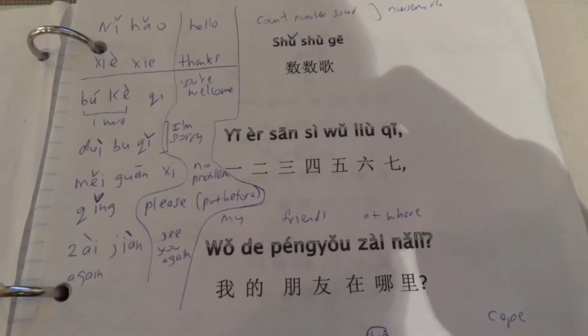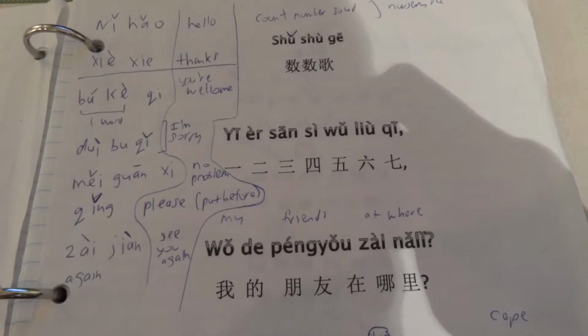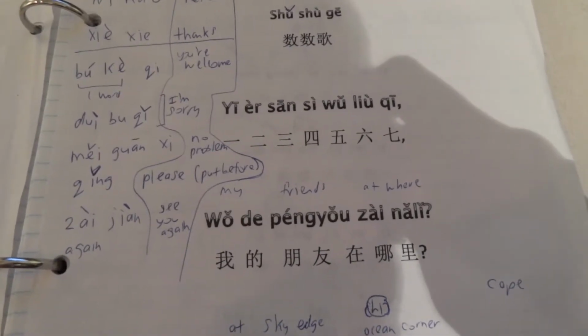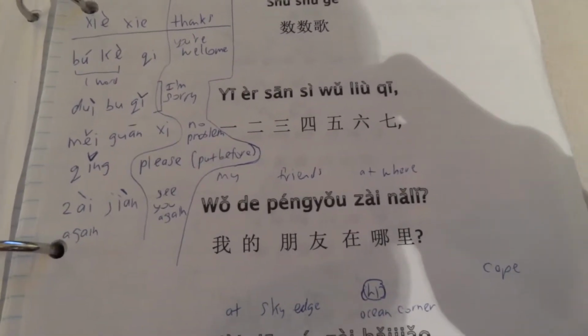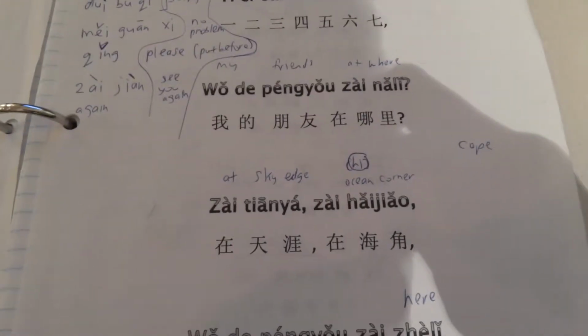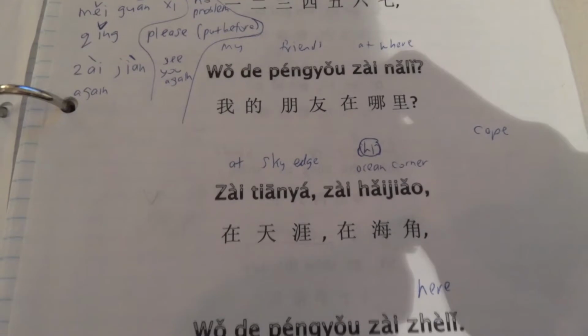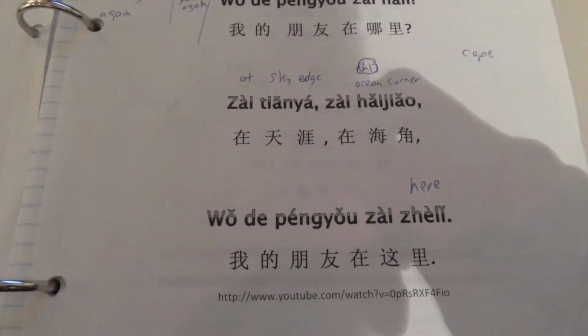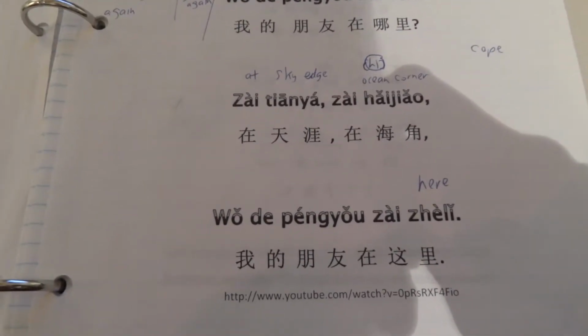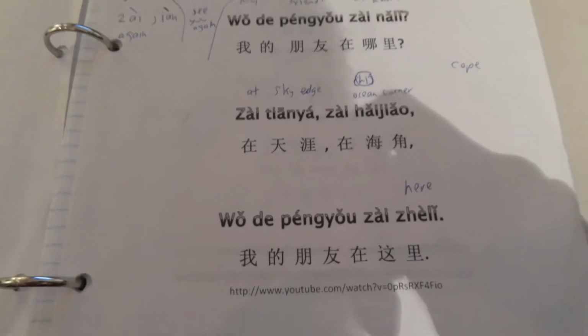1、2、3、4、5、6、7我的朋友在哪里？在天涯，在海角，我的朋友在这里. And that's a nice song.